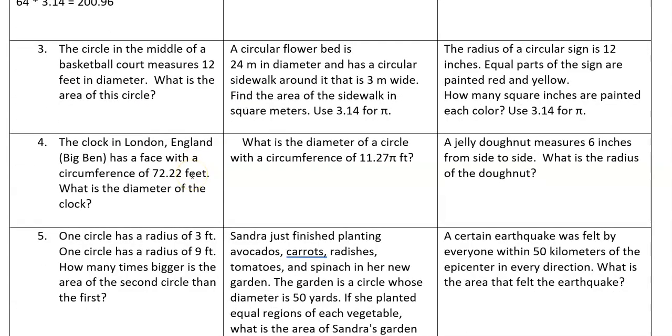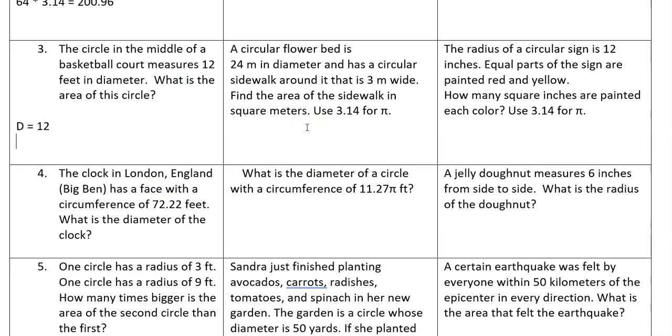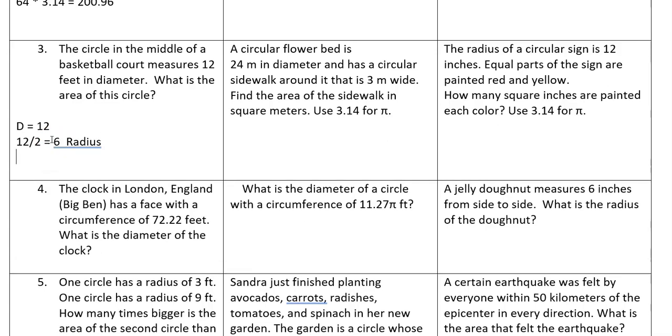The circle in the middle of a basketball court measures 12 feet in diameter. What is the area of this circle? So we're starting out with a diameter of 12. First thing, pi r squared sounds like area to me. We need an r. We've got a diameter. So we're going to take that diameter and divide it by 2. When we divide by 2, we get 6. This is our radius.